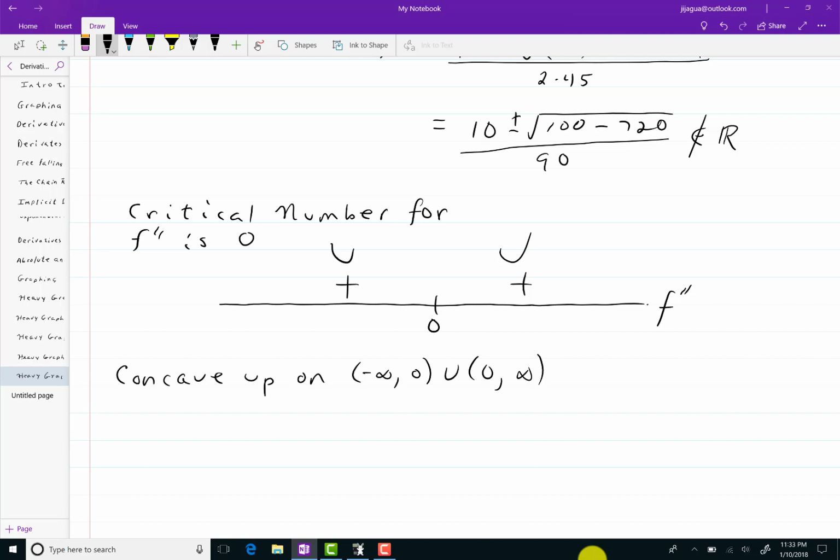The reason why I don't include 0 is because even though 0 is in the domain, the second derivative is not defined there. So there's no concavity happening at 0. However, it's concave up everywhere else. We have no points of inflection.